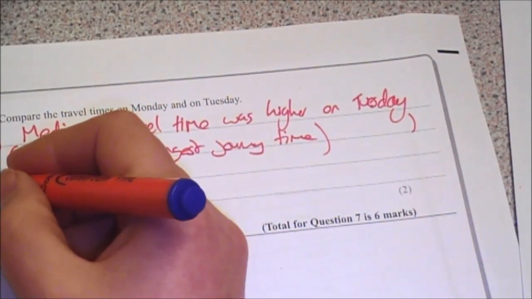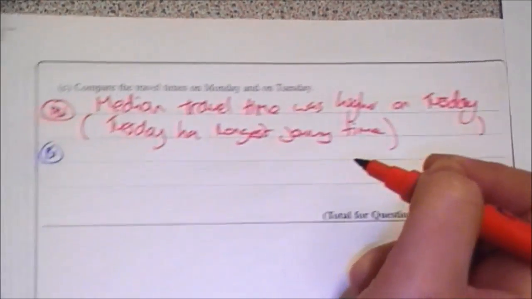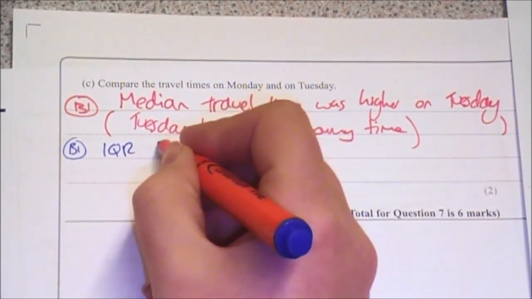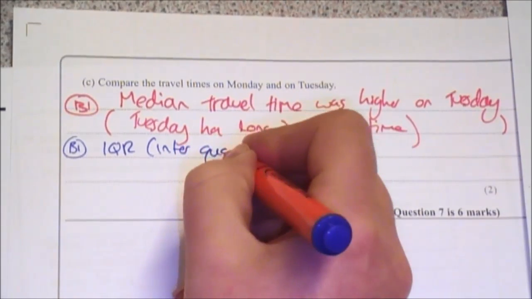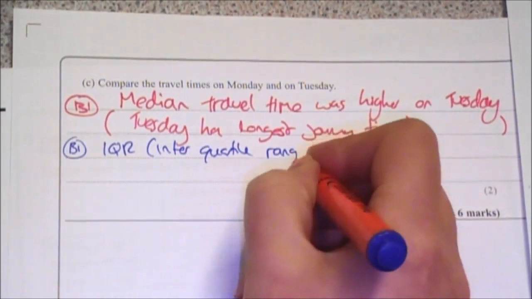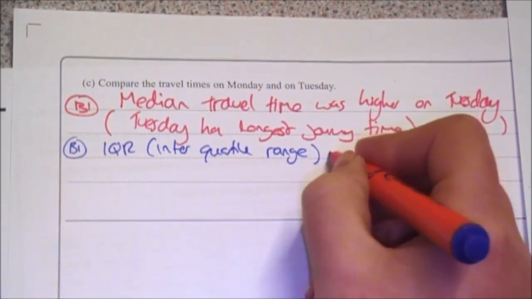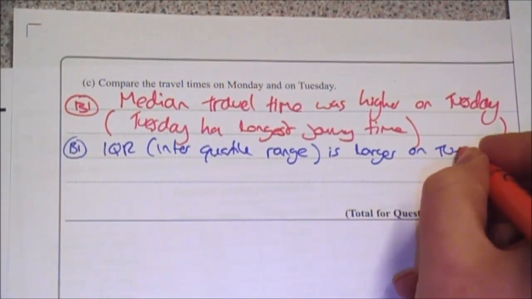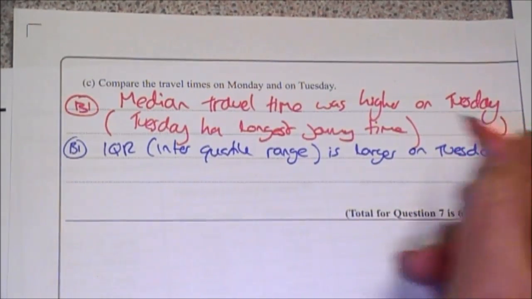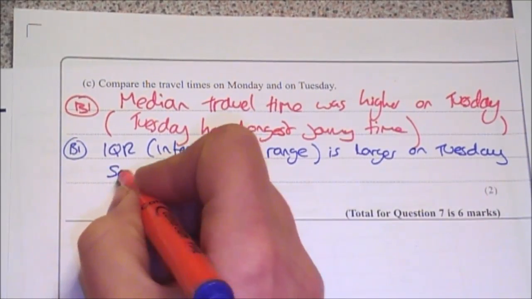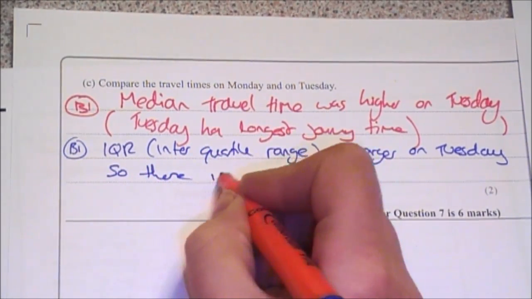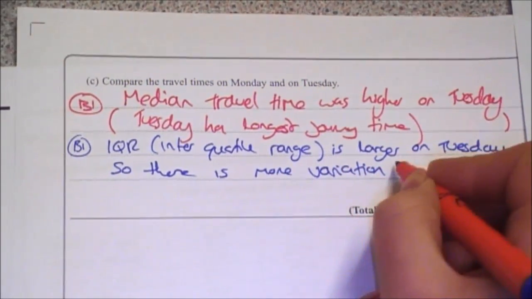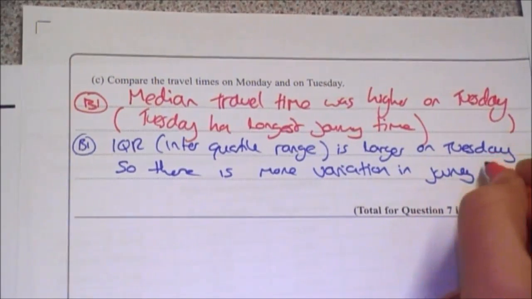So for my second mark, which is going to be another B mark, I'm going to say that the interquartile range is larger on Tuesday, and that means there is more variation in journey times.